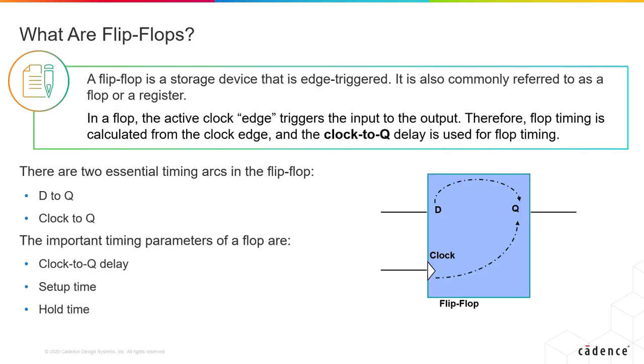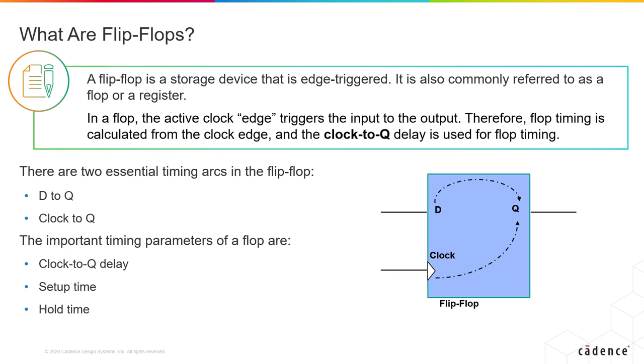A flop or flip-flop or register, as it is commonly known, is one of the common storage elements, and it is edge-triggered. If we look at the timing arcs in the flop, you have the D to Q timing arc and then you also have the clock to Q timing arc. One thing to remember is that in an edge-triggered flop, the input data is propagated to the output only when the clock triggers the data to go from D to Q output. So, all the timing information that is calculated is from that clock edge.